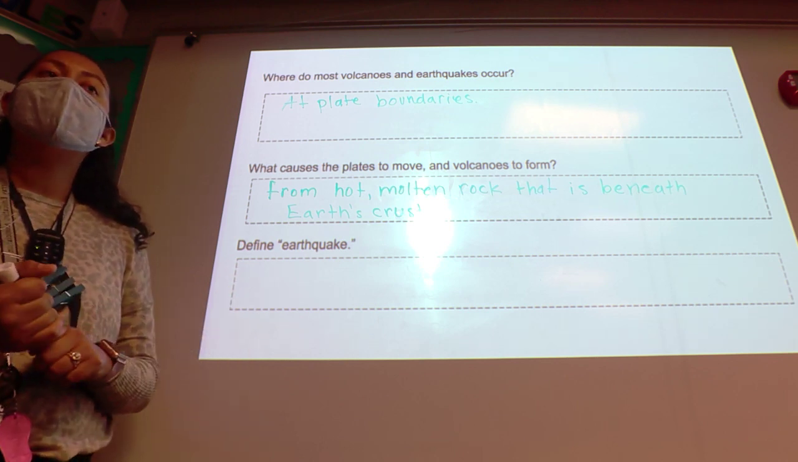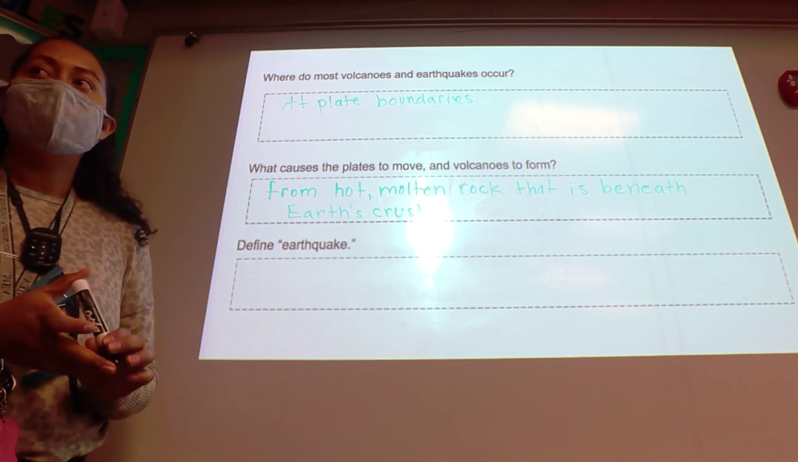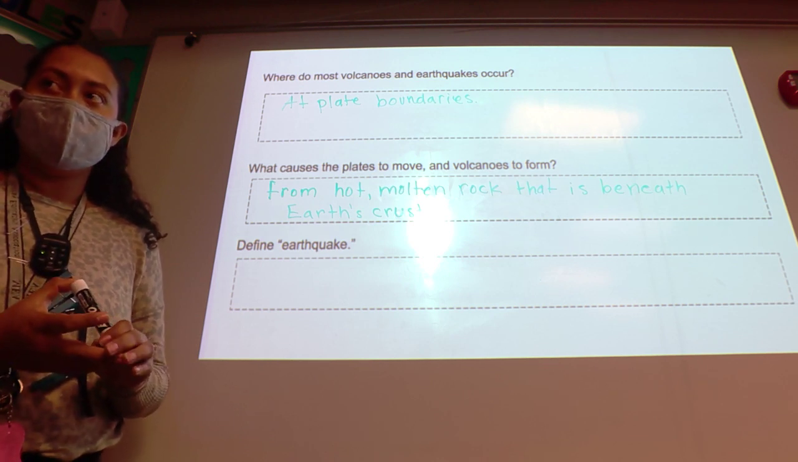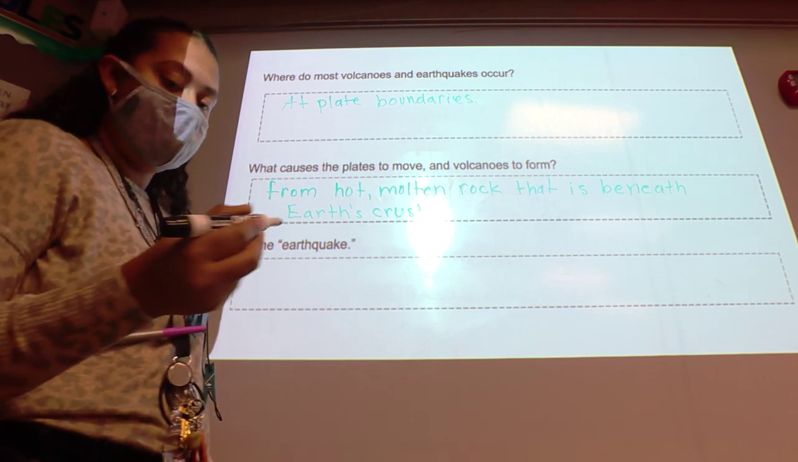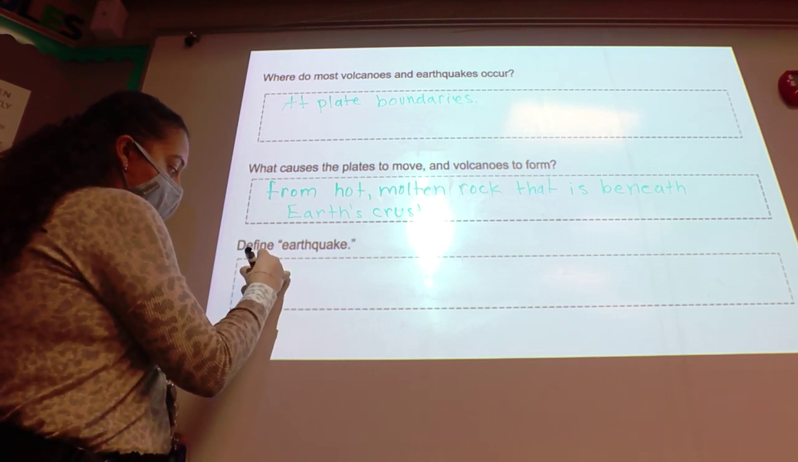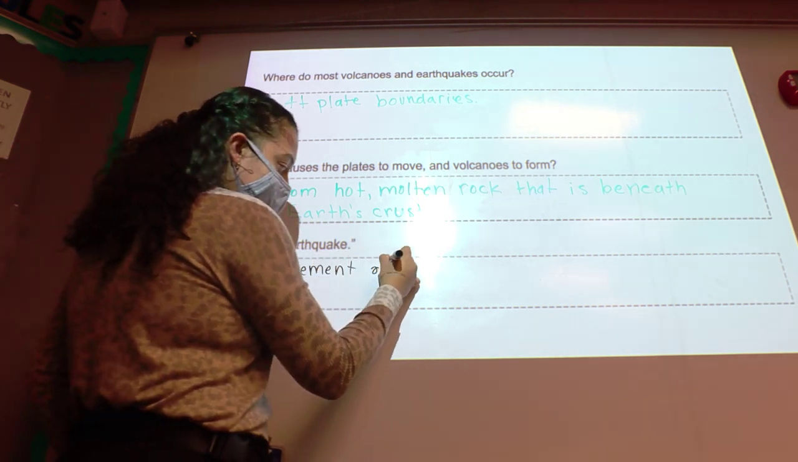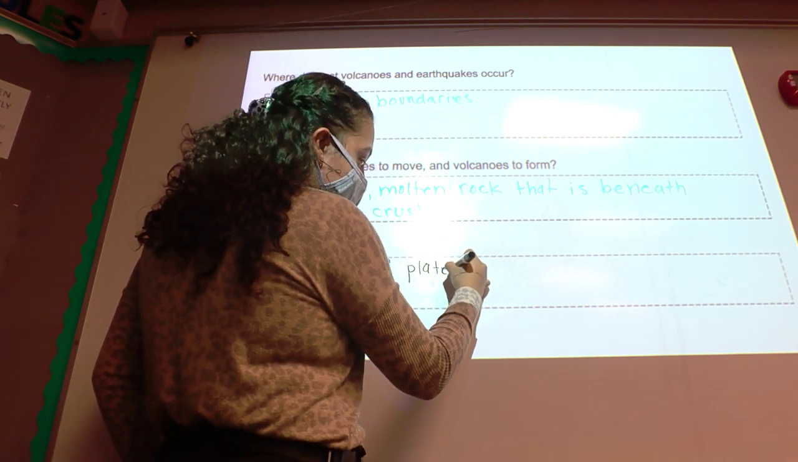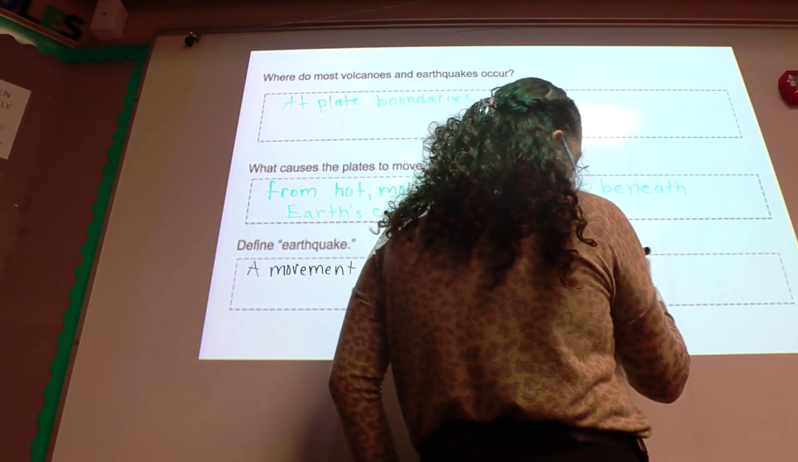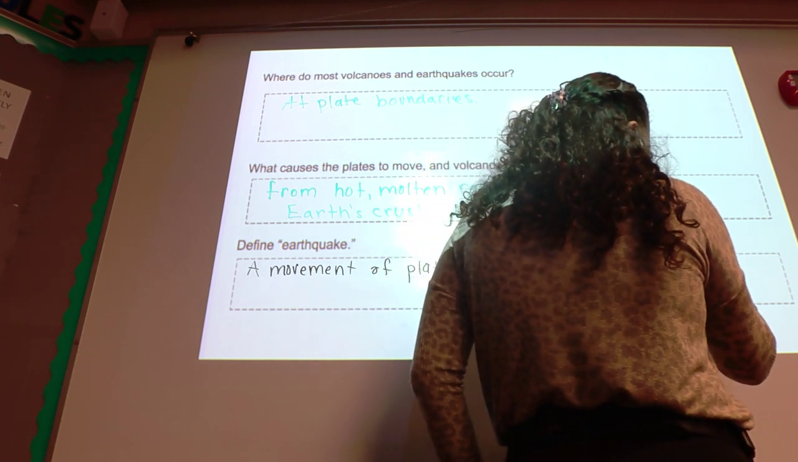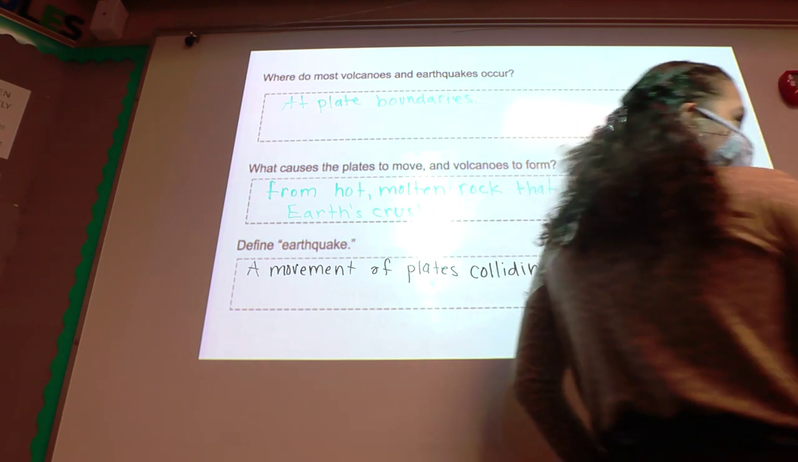Okay, define earthquake. What is an earthquake? Think about it. 5. Thomas, a little bit more quiet, please. 4. Define earthquake. 3. Ariana? Earthquakes happen when plates collide or slide past each other. A movement of plates colliding and moving past each other. Period.